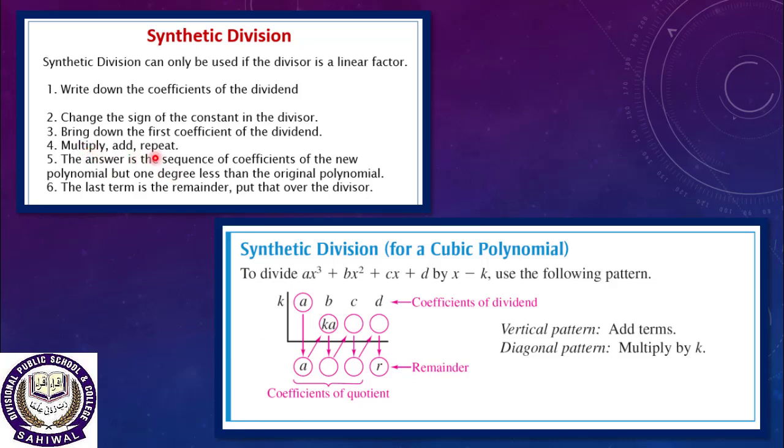Then multiply, add and repeat. We multiply this a with k. It will become ka, add it in b and get a new term. This process continues until we get a remainder. The answer is the sequence of the coefficients of the new polynomial. This has 1 degree less than the original polynomial, and the last term represents the remainder.